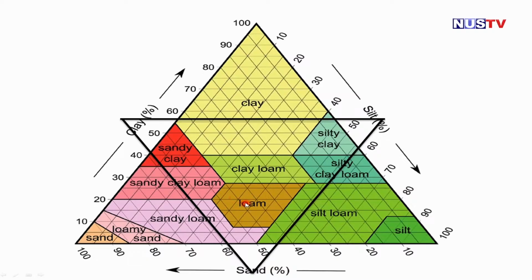Remember, loam is a soil type from the combination of the three soil samples: clay, sand, and silt combined, plus the organic matter. Loam is the most fertile soil for agriculture and crops.